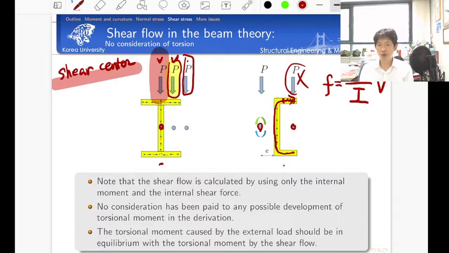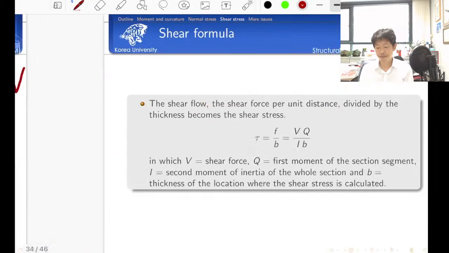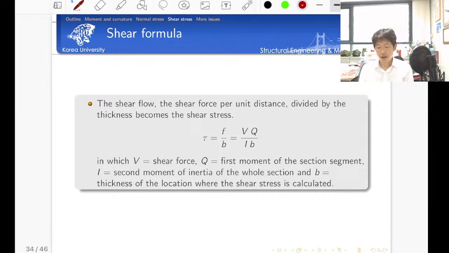We developed all these beam theories in two-dimensional problems. It is a defect of the theory itself. We never discussed where we apply the load on the cross section. And here we have a shear formula. As I told you, once we calculate the shear flow value, the shear stress can be obtained very easily by dividing the shear flow by the thickness.